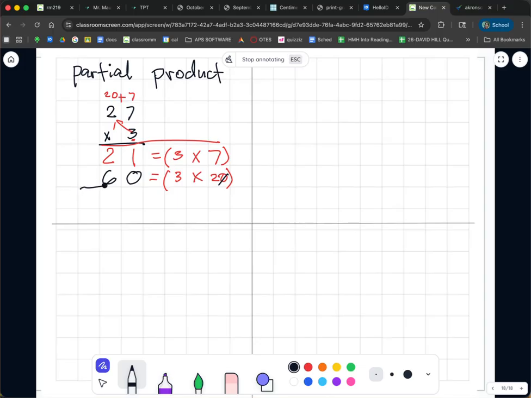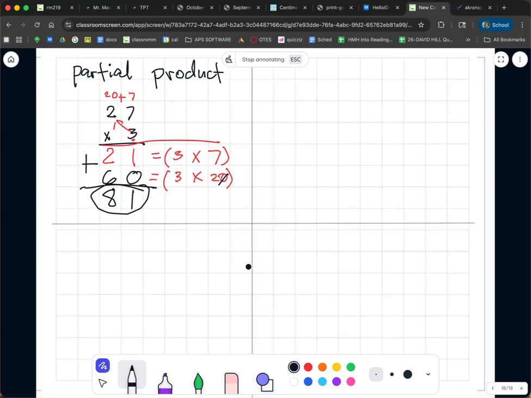Once we have our partial products, so remember this is called the partial products, we're going to add them to get the final product. So when you're adding, you always start in your ones place. So 1 plus 0 is 1, and then 2 plus 6 is equal to 8. And this will be your final product.